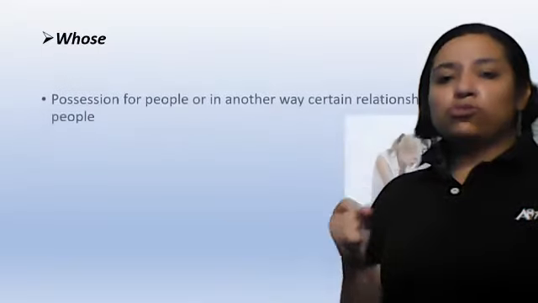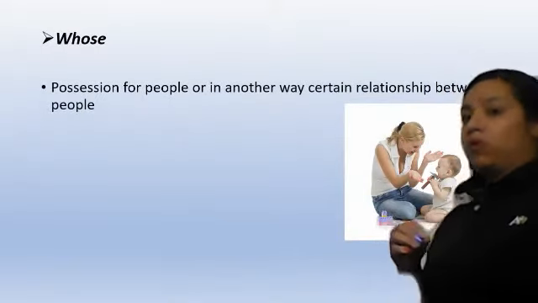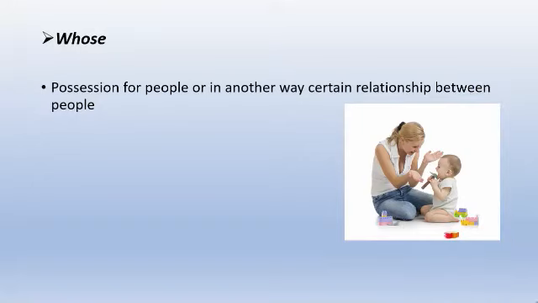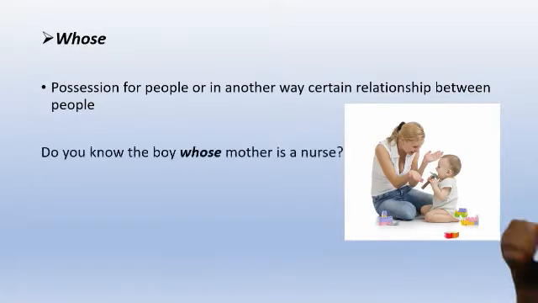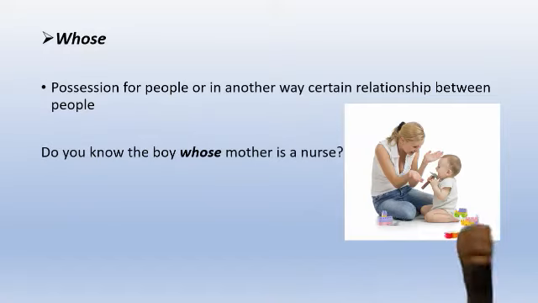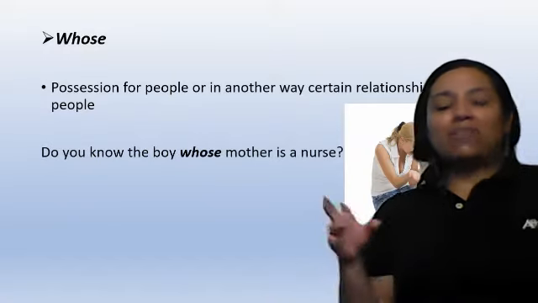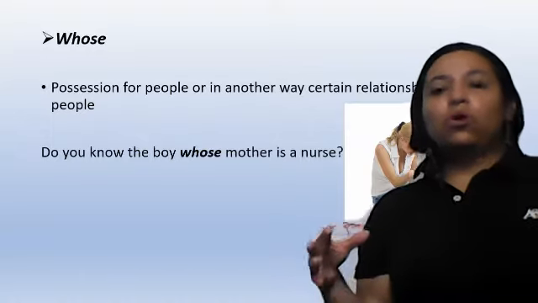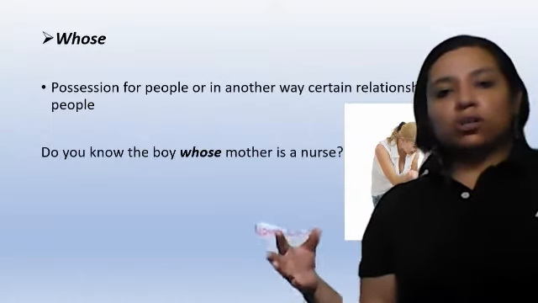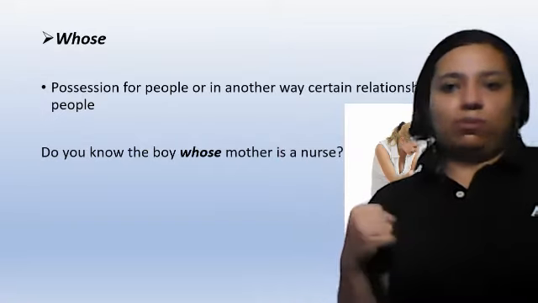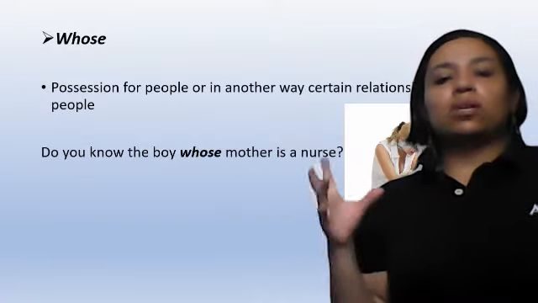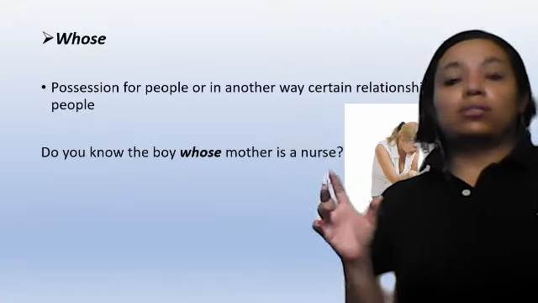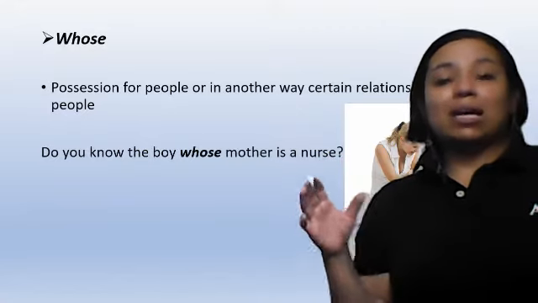Now, the third one is whose. This one is used for possession for people, or in another way, a certain relationship between people. For example, do you know the boy whose mother is a nurse? So here they have a relation between them. Do you know the singer whose song is her favorite example? So this one is used to complete that relationship between two people.